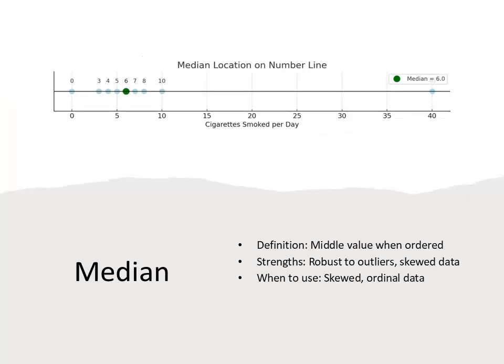Now let's look at the median. The median is the middle value when the data are ordered. It is much less sensitive to outliers than the mean. If your data are skewed, meaning they have a long tail or contain extreme values, the median is often a better choice to represent the center.